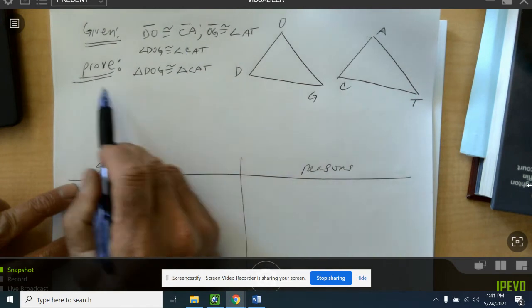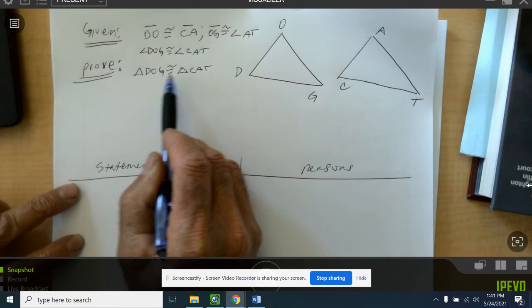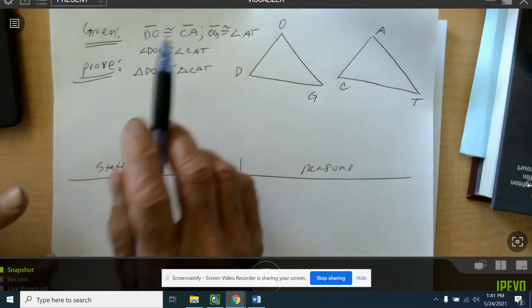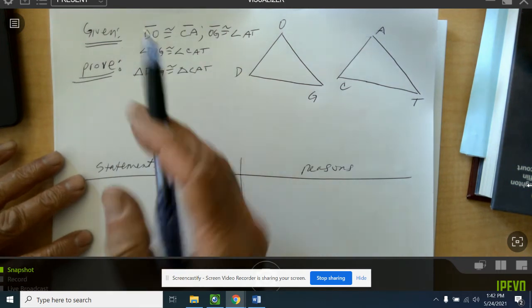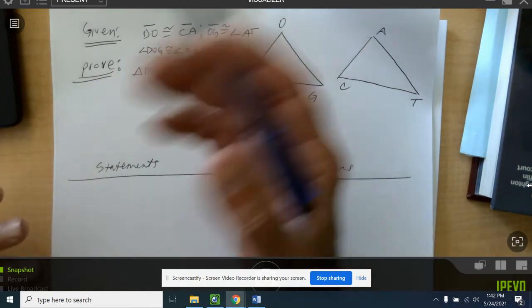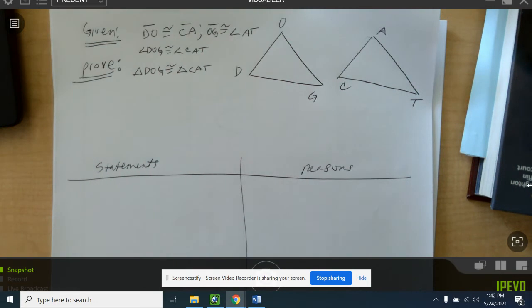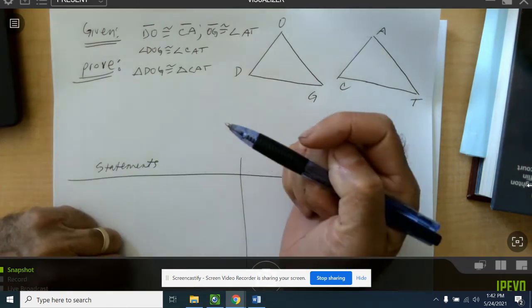Before I go on, notice here it says prove. Prove that triangle DOG equals triangle CAT. Basically, the proof is saying that this is the answer, okay? We're giving you the answer that these two are congruent. What you have to do is show us why. It's kind of like if you had an algebraic equation and they gave you the beginning and the end, and you had to fill in all of the steps on the inside. You had to show your work.